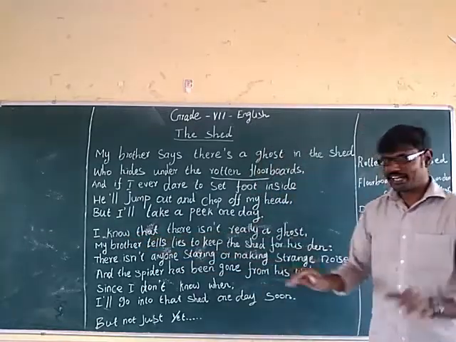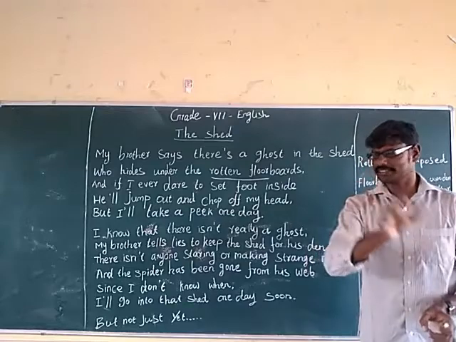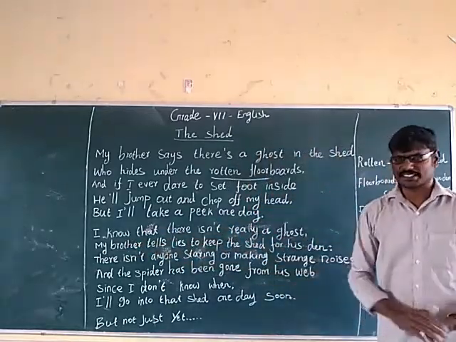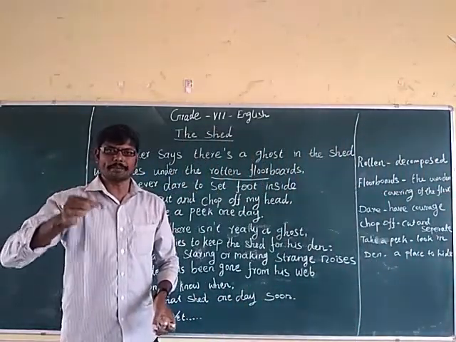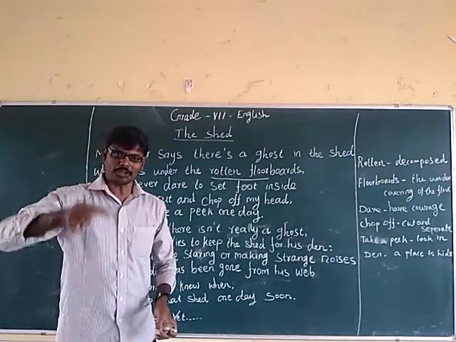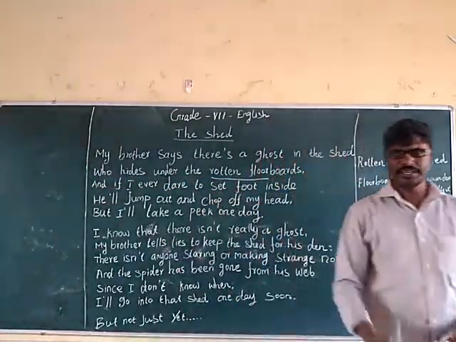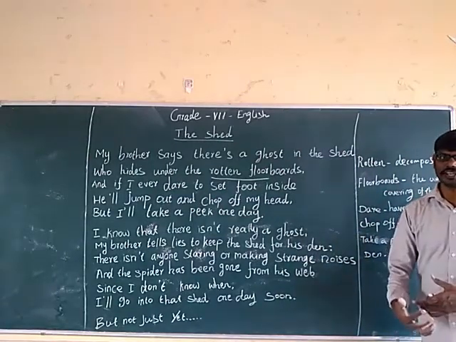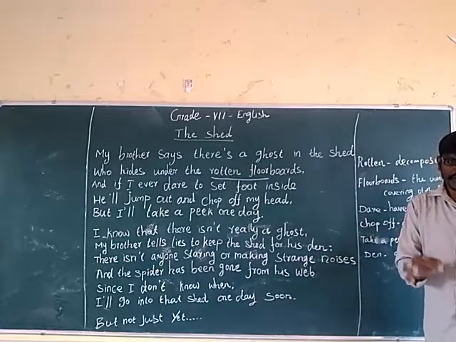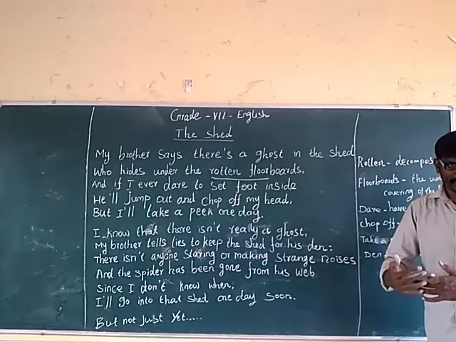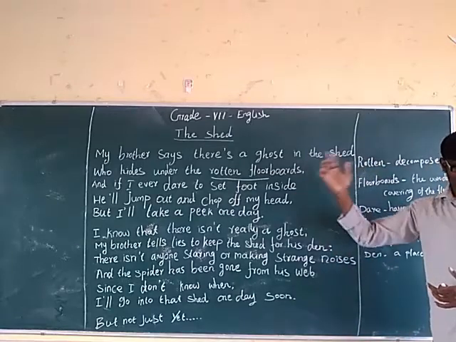Then why did his brother say something like that? My brother tells lies to keep the cell for his den. What is a den? A place to hide. He wants to have the cell by himself. That is his aim. So he was making up a story to convince the speaker that he should not enter the cell.